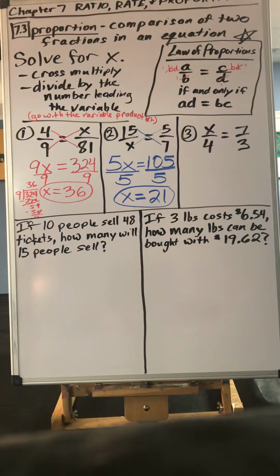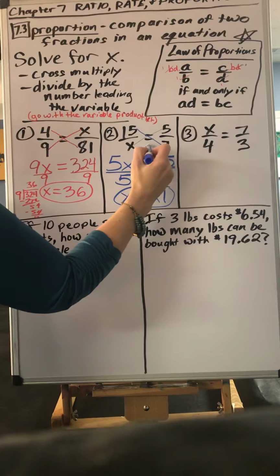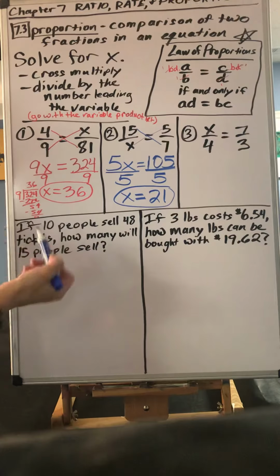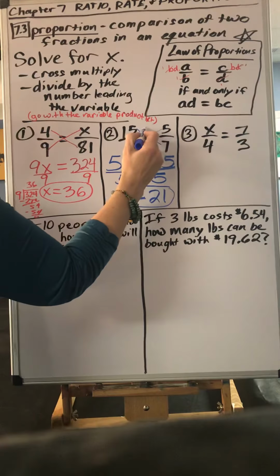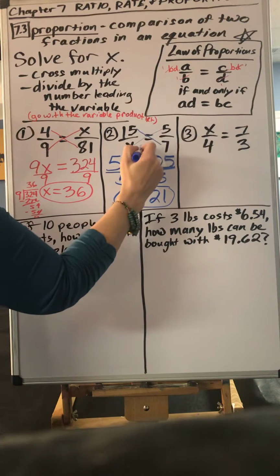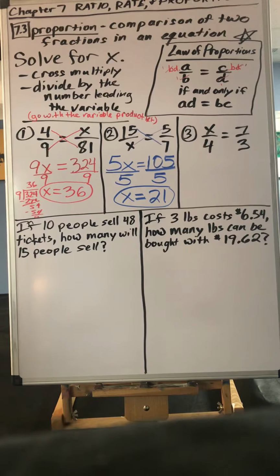Now, some of you might say, well, wait a minute, there's a shortcut on this one too. 5 times 3 is 15. 7 times 3 is 21. That is indeed true. Or you could say 15 divided by 3 is 5. What divided by 3 is 7, and that'd be 21. But be careful, because the shortcut does not always work, as you'll see in this next example.